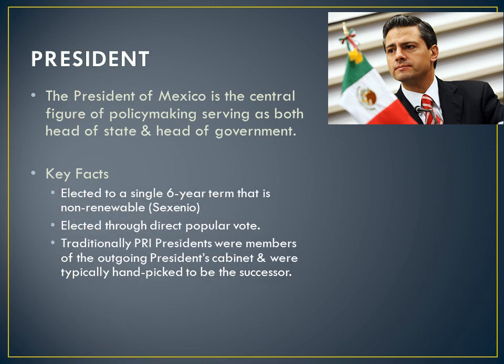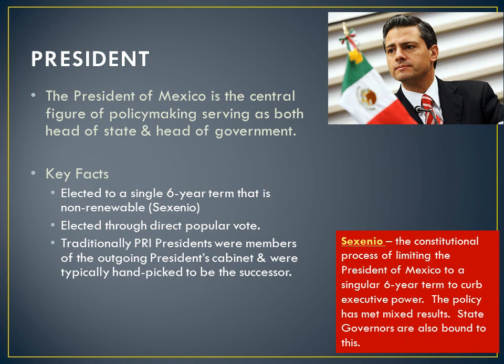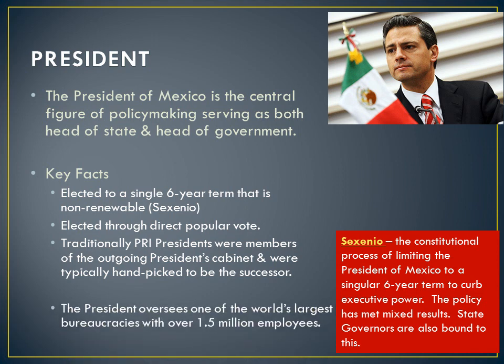It is important to know that the President of Mexico is elected to a single 6-year term that is non-renewable in accordance with the policy of sexenio. Sexenio is the constitutional process that limits the president in Mexico to only one 6-year term. This is done to try to curb some of his executive power. The policy has, however, met with mixed results, as some believe that it does not allow a president to create more long-term based policies. State governors are also bound to this term.